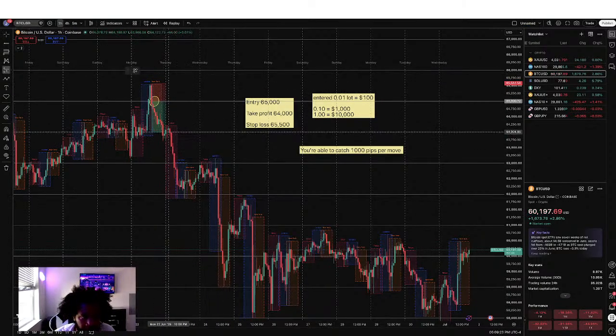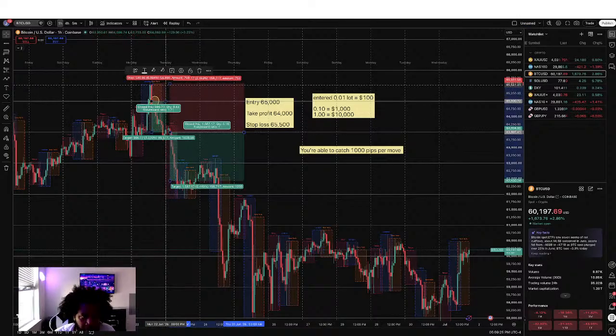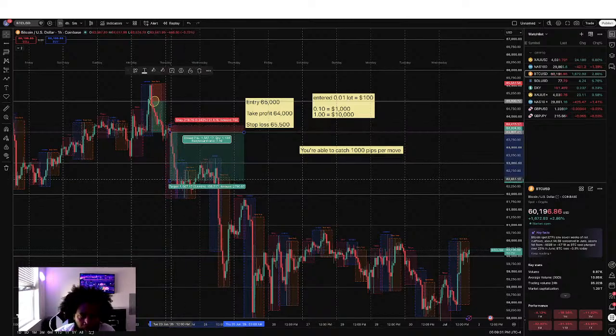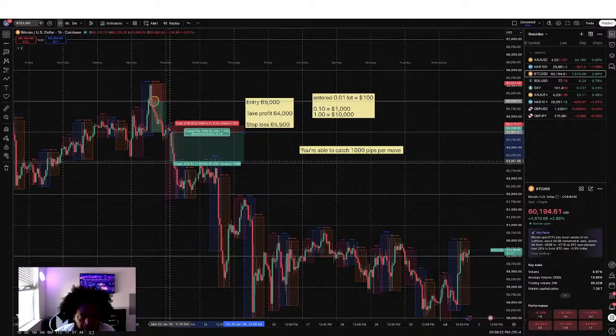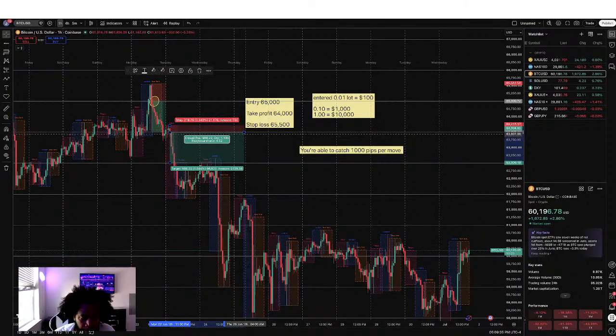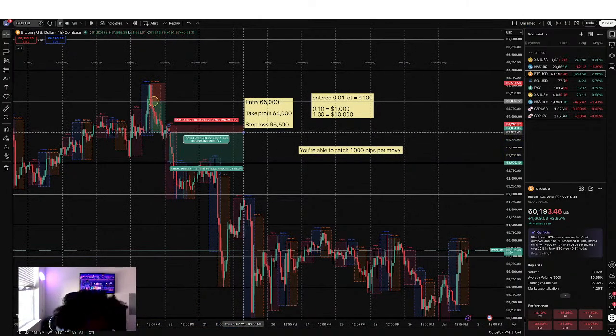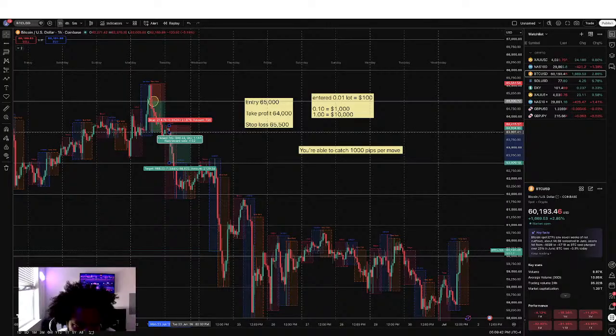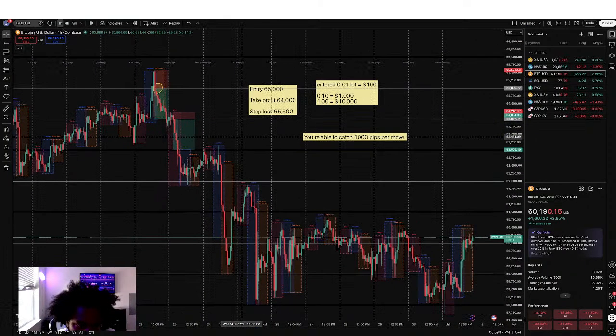And now another position would have been right here, but this risk reward would have been higher because the stop loss would have been right above the recent structure. Boom. So this trade would have been a 1-4. This trade would have been a 1-7.1. Okay.